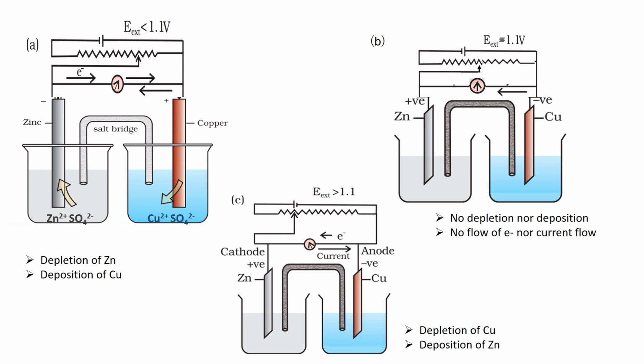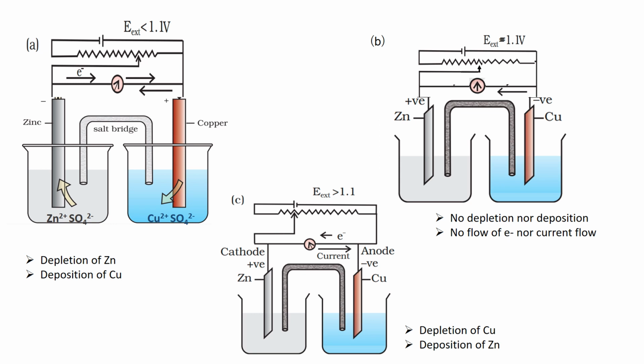In figure B, if you apply an external potential equal to 1.1 volt, the two electrical potentials are equal, and hence there will be no flow of current, no flow of electrons, no depletion nor deposition. Take the same example: if the two persons have the same strength, no one can pull the other, and both of them stay in the same position because they have the same strength.